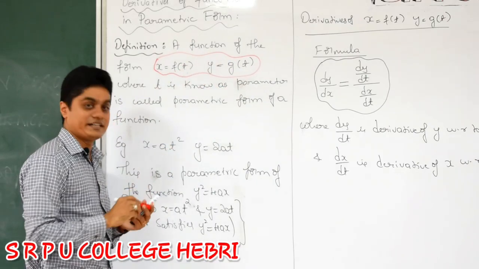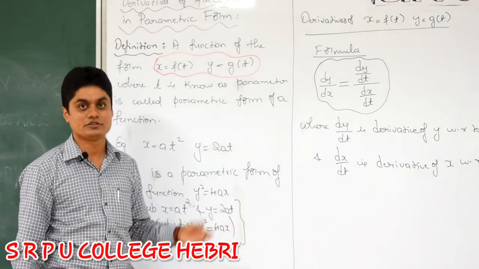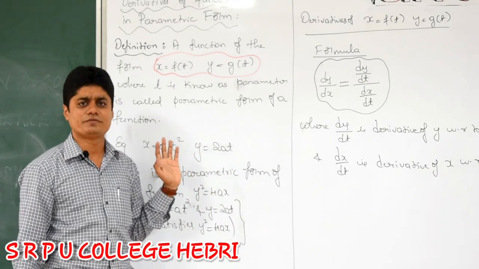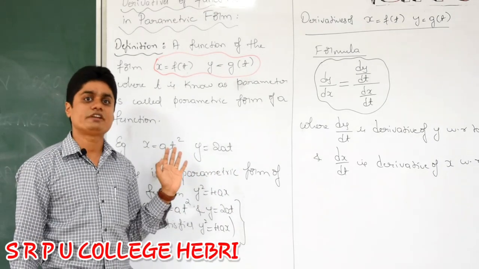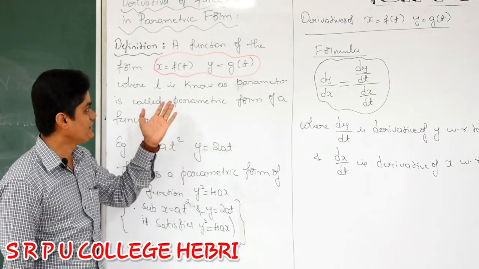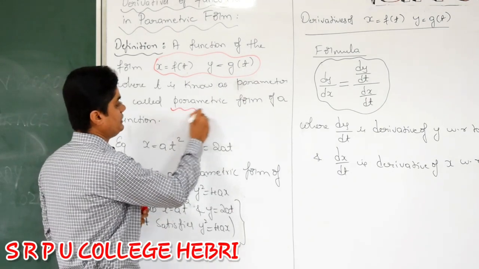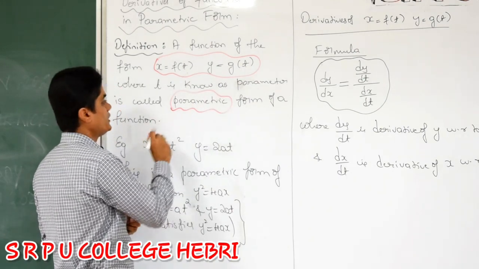You already studied implicit functions, explicit functions, logarithmic functions, exponential functions. You already saw so many different types of functions, but this is completely different from all the previous ones. Can you identify that difference? Yes, what is the difference? There is one more variable, t.